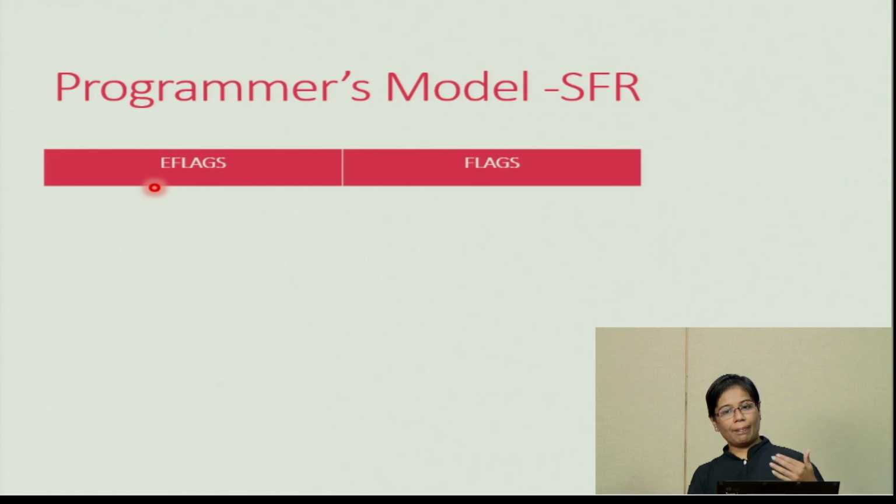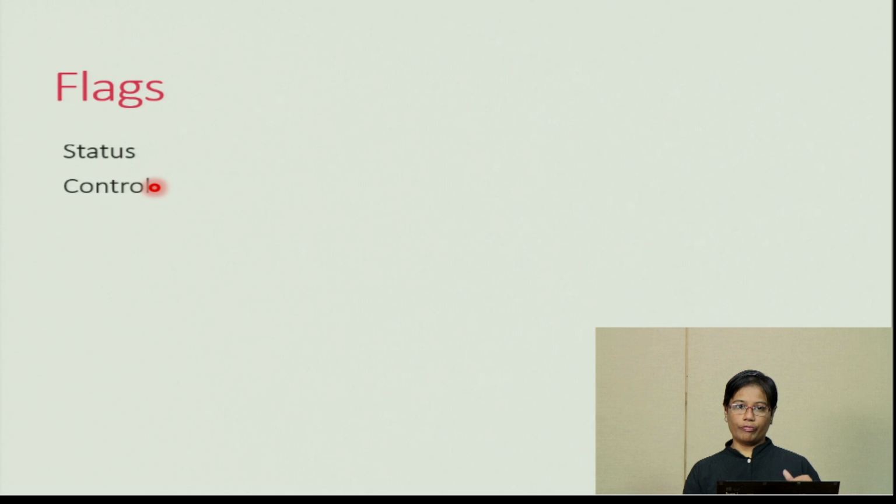Now before we examine each and every bit of the flag register, because here every bit has a significance. It either indicates status or it indicates control. Let's look at flags in general. Flags can be of two types. They can be either status, which indicates the kind of result that you might have obtained because of an arithmetic or logic operation. And you have control flags which are used for controlling certain operations of the microprocessor. So we will be looking at both the status flags and the control flags.